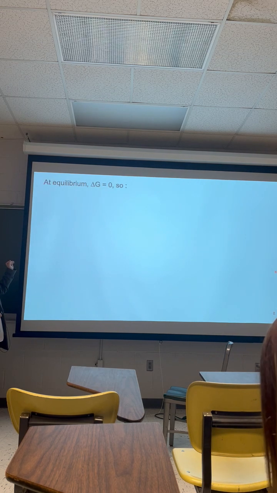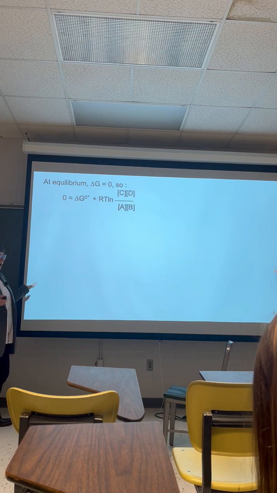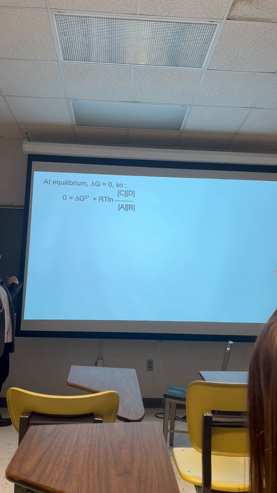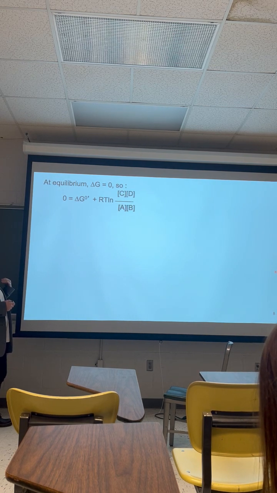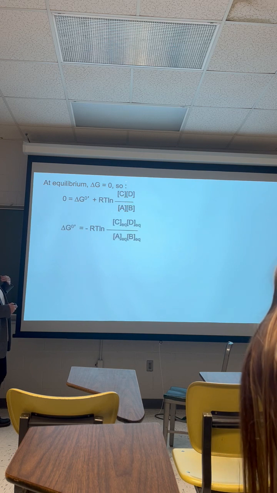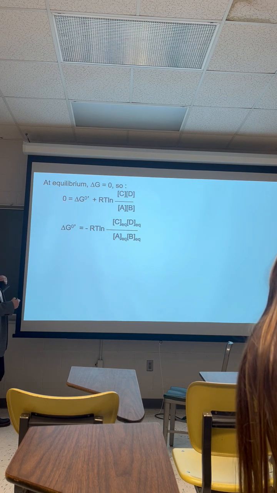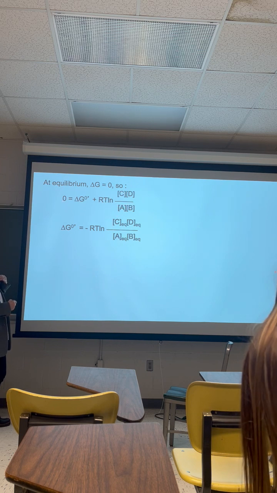What is more important now is to consider, again, how those delta G's relate to whether a reaction will occur spontaneously or not. So let's consider equilibrium. If a reaction is in equilibrium, delta G equals 0. So in my equation, delta G equals delta G0 prime plus RT natural logarithm of the ratio of the concentrations, I put 0.